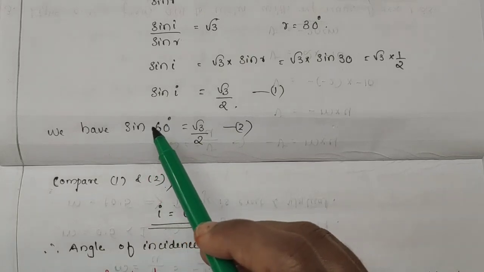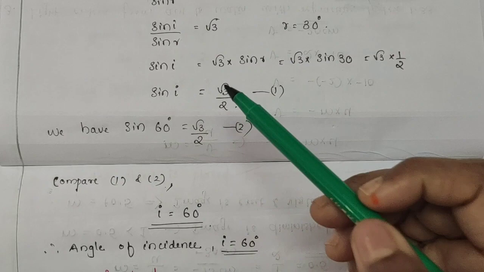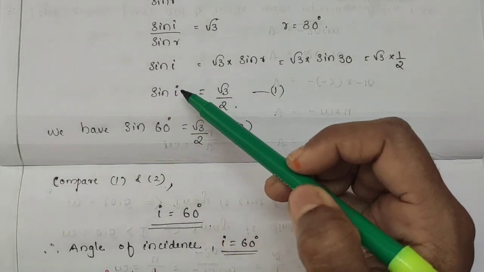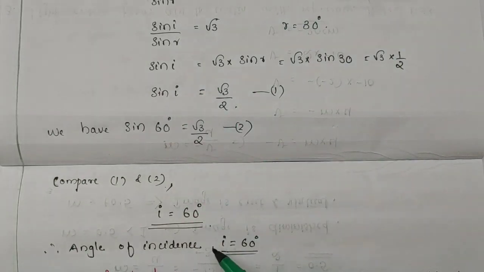Okay, we have actually sin 60 equal to root 3 by 2. So you just compare these two. Sin I equal to root 3 by 2. We have sin 60 as root 3 by 2. So what about this I? This I, the angle of incidence, will be equal to 60 degree now. So the angle of incidence I is equal to 60 degree here.